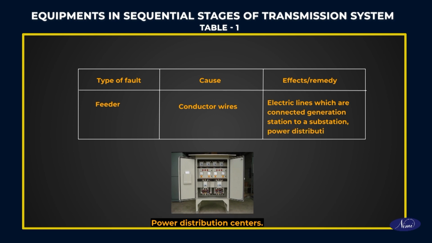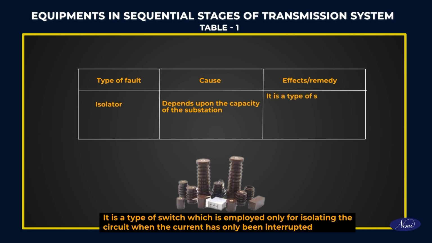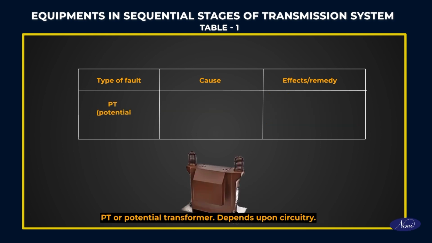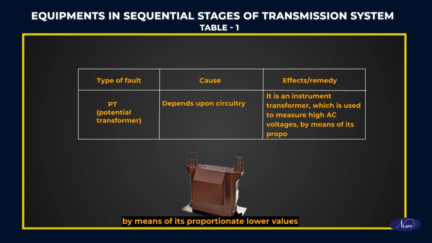Power distribution centers. Isolator depends upon the capacity of the substation. It is a type of switch which is employed only for isolating the circuit when the current has been interrupted. PT or potential transformer depends upon circuitry. It is an instrument transformer which is used to measure high AC voltages by means of its proportionate lower values.